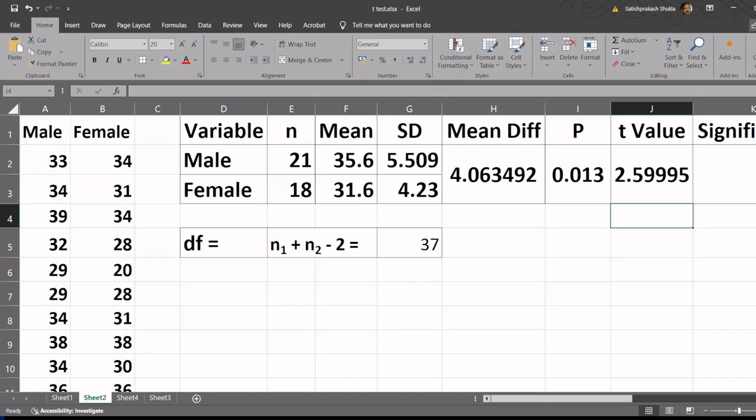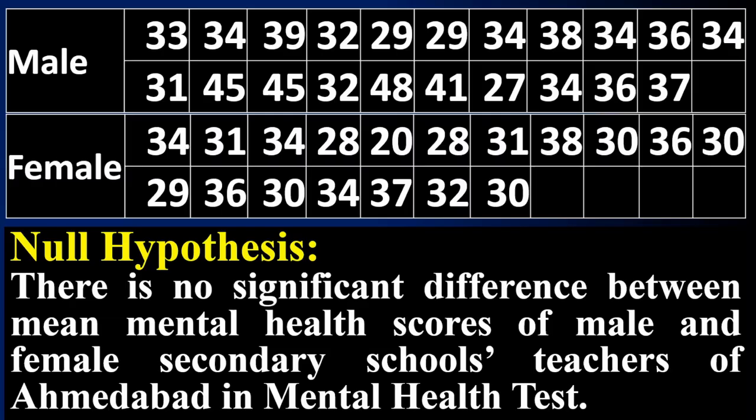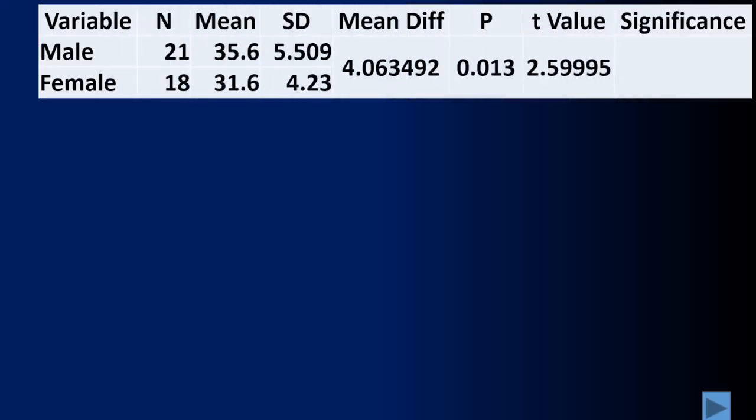For that, we take entire data, entire result that we have found. Here the results that we have found, statistical results, measures that we have calculated, how it will be interpreted, how the hypothesis will be checked. First of all, we see how on the basis of probability P 0.013 how the hypothesis will be checked.